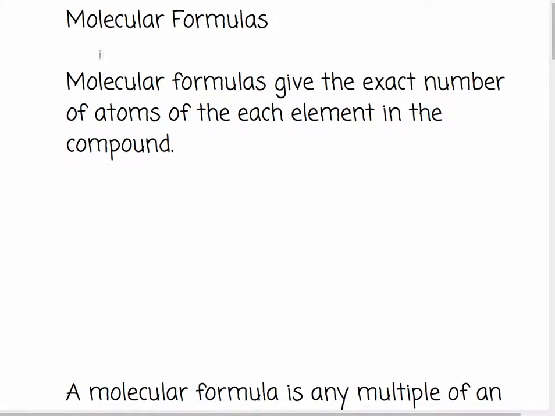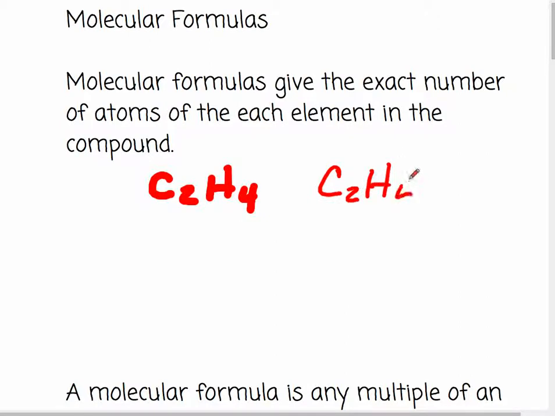So you might see a molecular formula such as C2H4, where we have 2 carbons and 4 hydrogens in this formula. And it's telling us we have exactly 2 carbons and exactly 4 hydrogens.